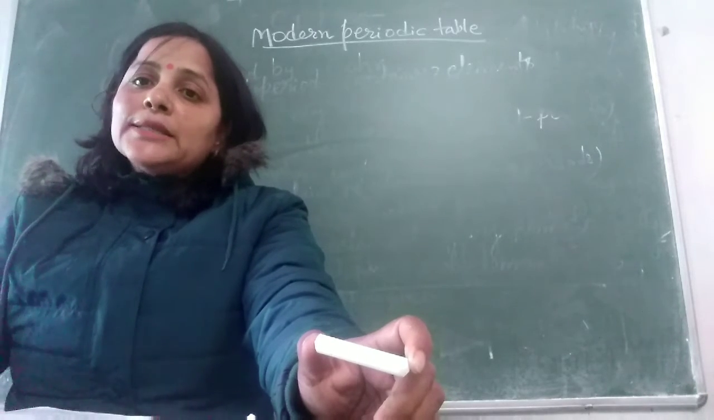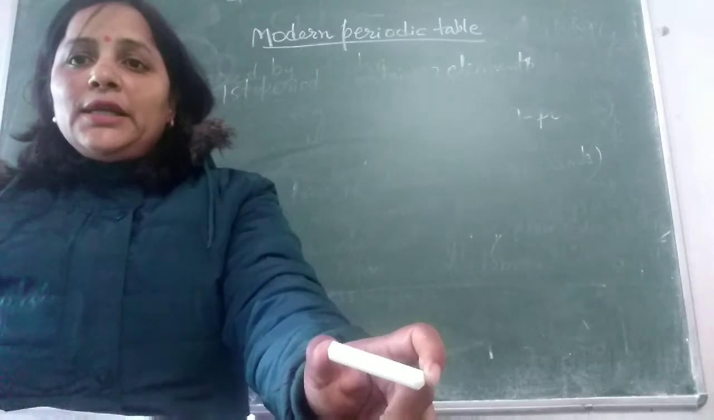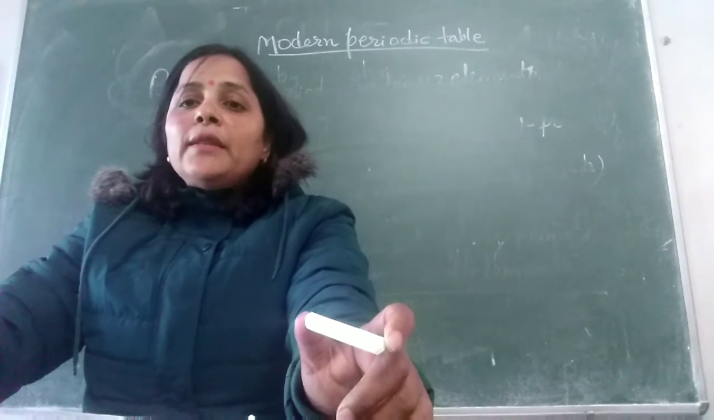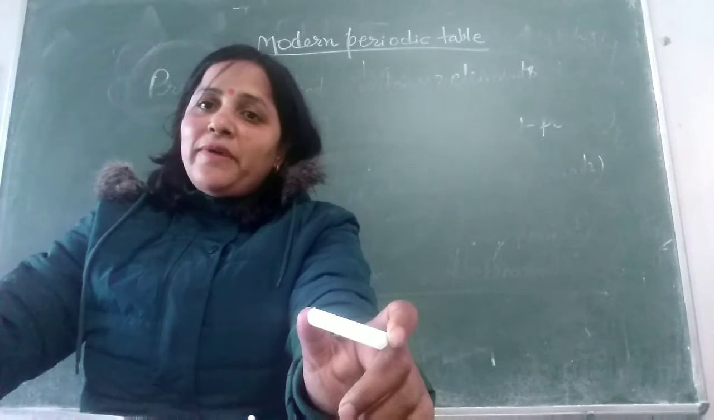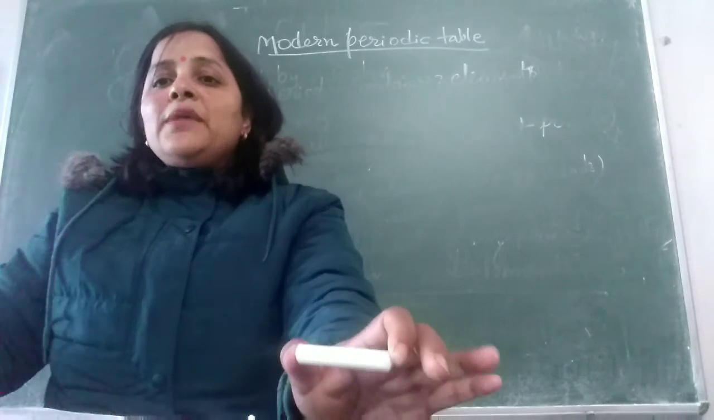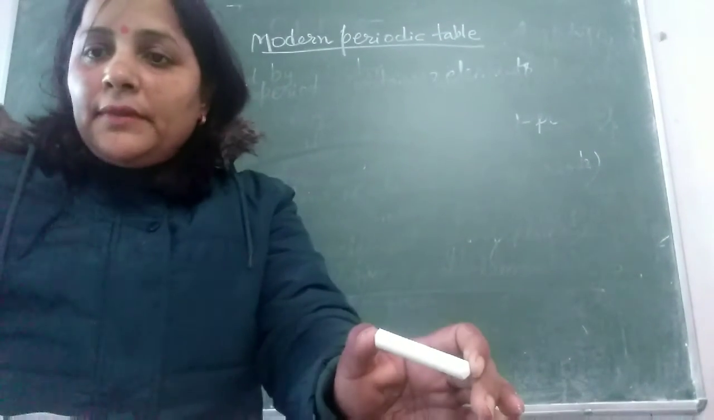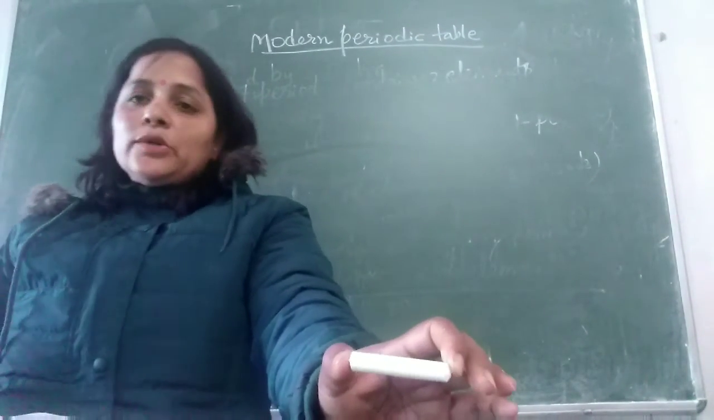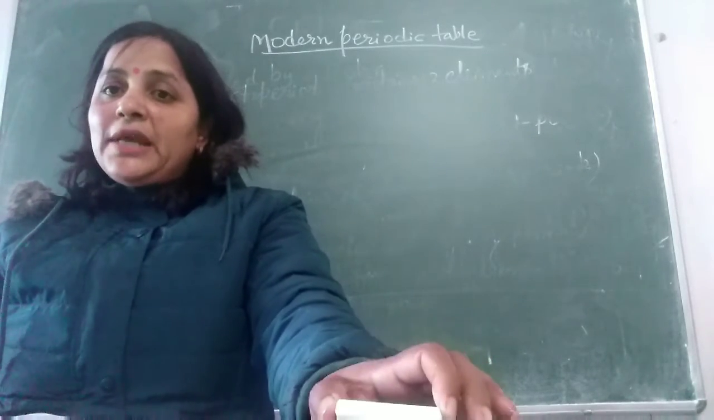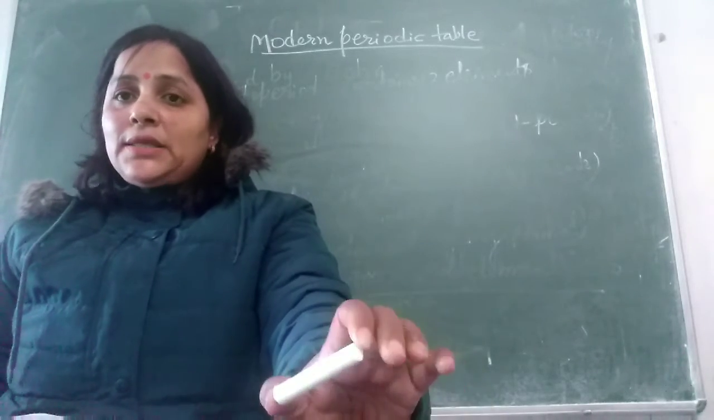Group 1 is known as alkali metal, group 2 as alkaline earth metal, group 13 as boron family, group 14 carbon family, group 15 nitrogen family, group 16 oxygen family, group 17 halogen family. All these are the names of different groups. All the elements in a group have similar electronic configuration and so similar chemical properties, and the valence electron of a particular group is the same.